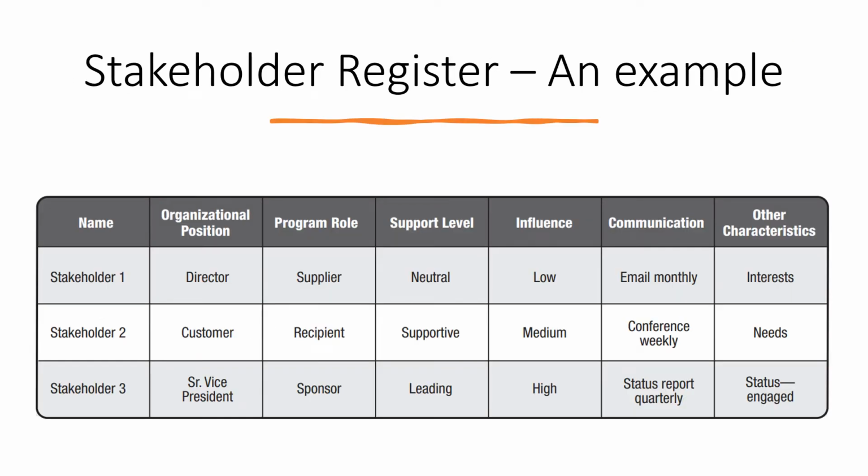It may contain politically and legally sensitive information, so it has to be secured in terms of accessibility. This is an example of how a stakeholder register might look. There is at least the name of the stakeholder and the organizational position they have, their role in this particular program, and the support level they have, whether supportive, neutral, or negative. Then the influence they're going to have, high, medium, or low. The communication, whether monthly, weekly, or a status report, and other characteristics like interest, needs, and status engaged. This is a very simple example of a stakeholder register.